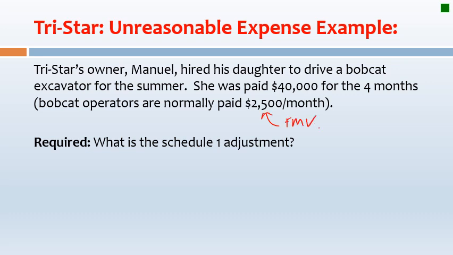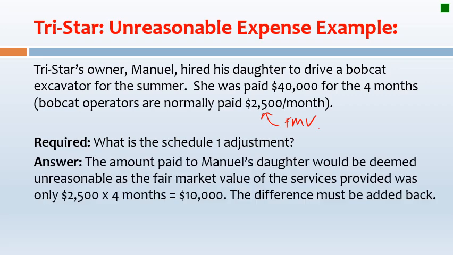So we have to make a comparison. We have to ask, well, is it reasonable for this guy to pay his daughter 10 grand a month to drive an excavator when the majority of people who are driving these things are only paid $2,500 a month? And the Income Tax Act says, no, you can't really do that. So what are the Schedule 1 adjustments that we have to make here?